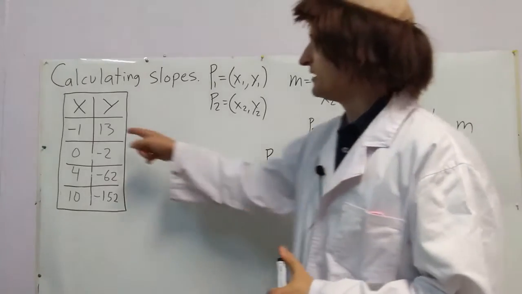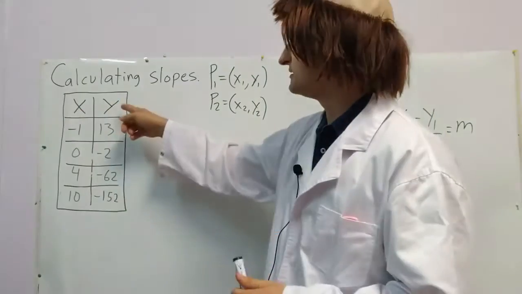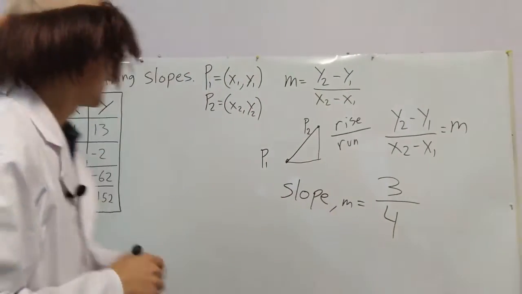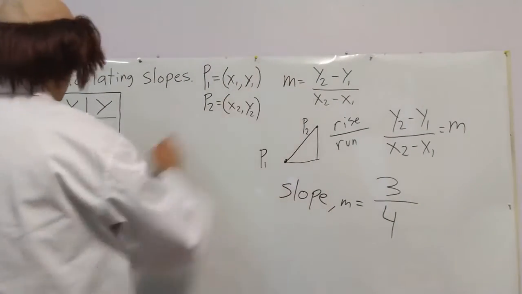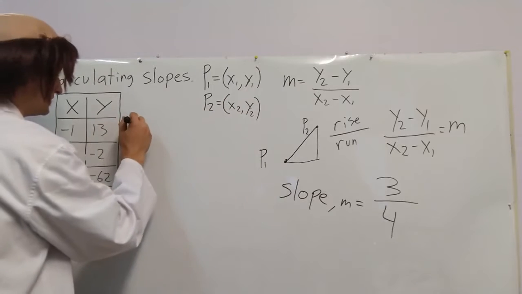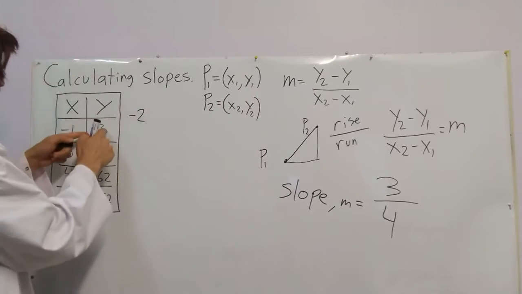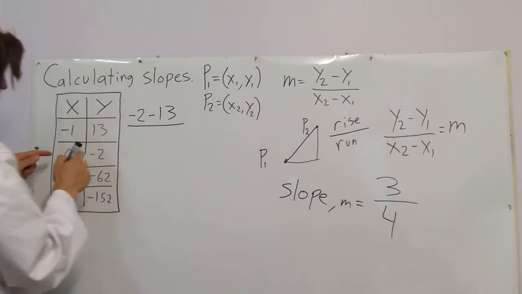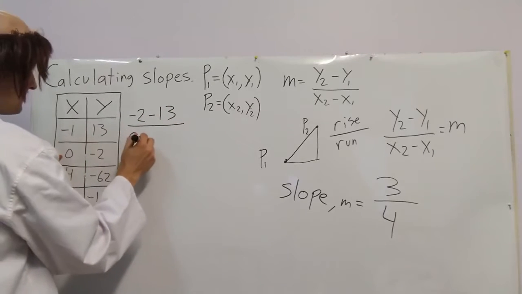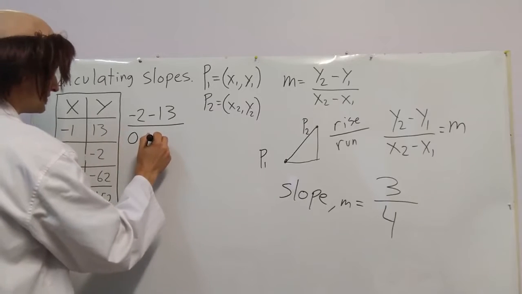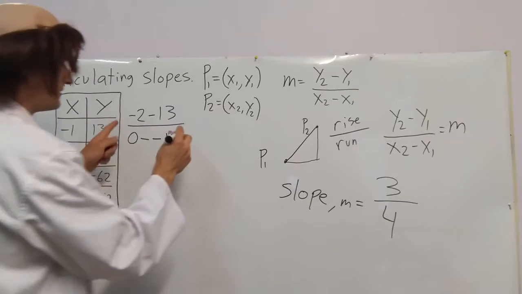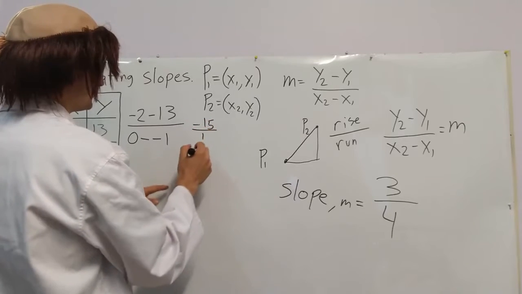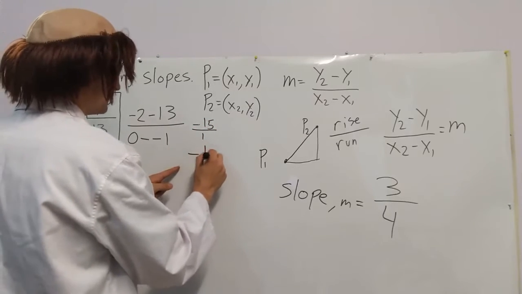Example B. Here are our x's and here are the y's. Let's find the slope. So we have our y2 is negative 2 minus 13 divided by 0 minus negative 1. This becomes negative 15 over 1, which is negative 15.